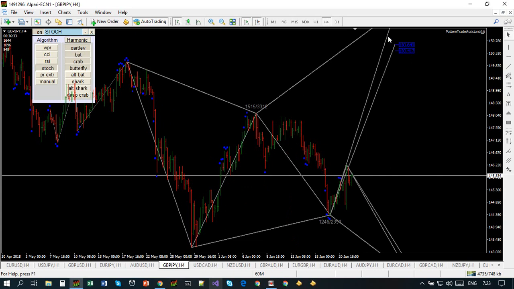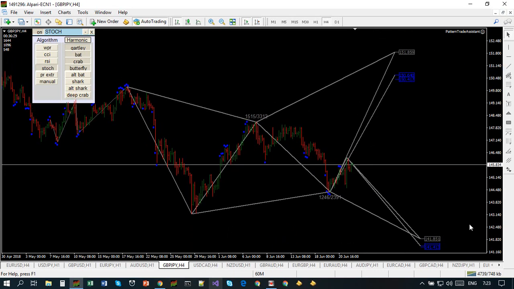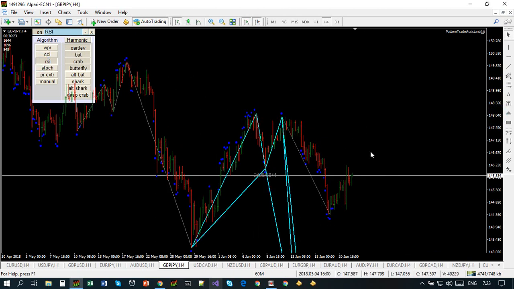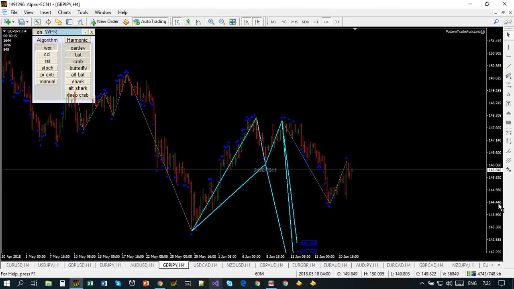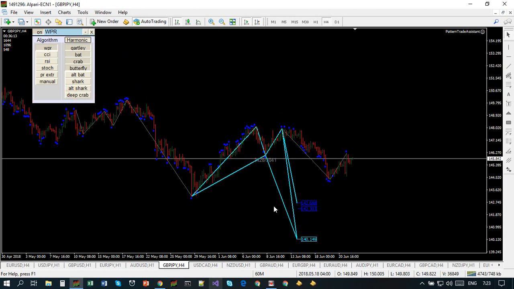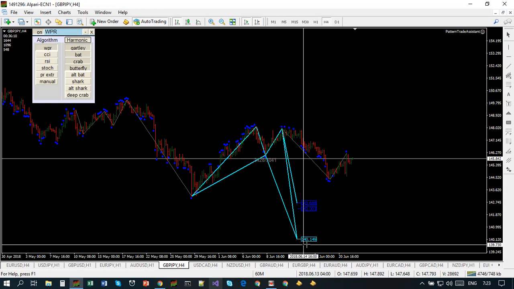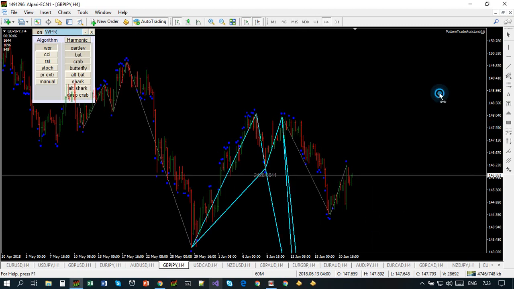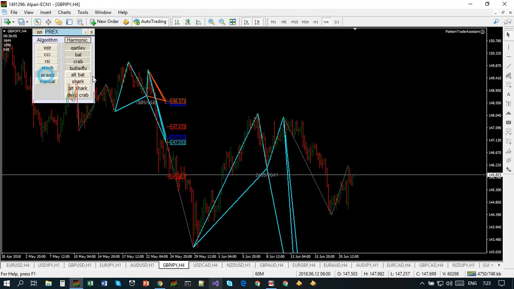We have potential butterfly patterns, a bullish one and a bearish one. Different algorithms say different things. The crab is supported by 2, by 3, by 4 algorithms. So the crab is pretty obvious, and you will need to wait until price goes here and completes the pattern. You need to have a terminal price bar if you are a harmonic pattern trader.